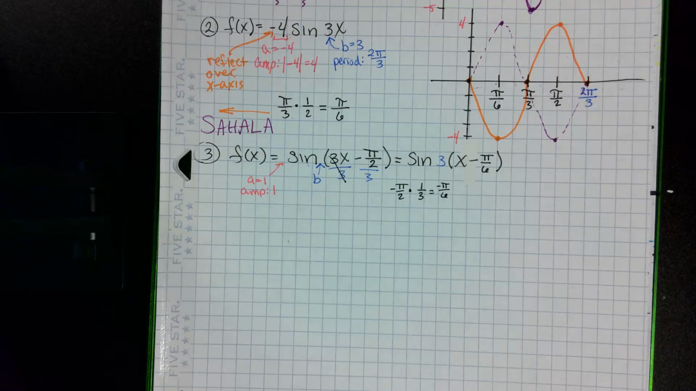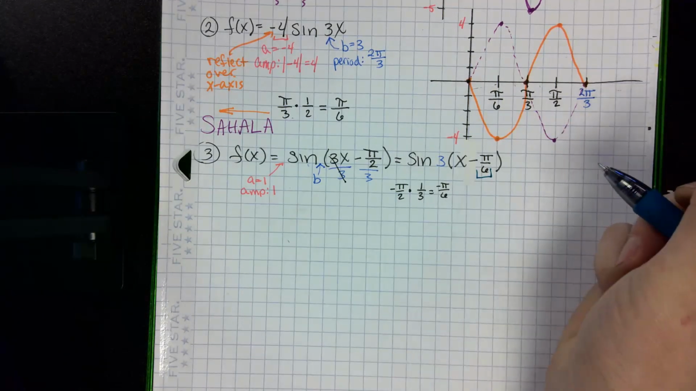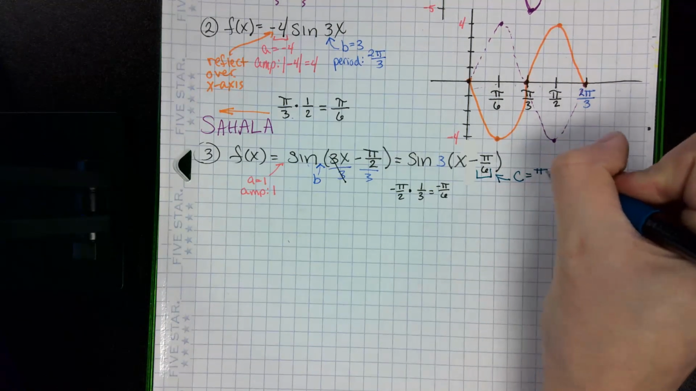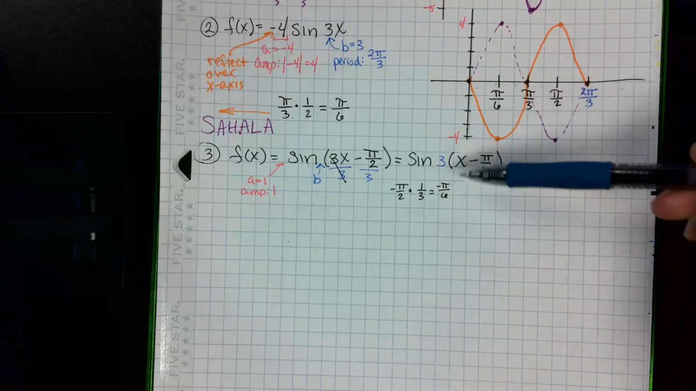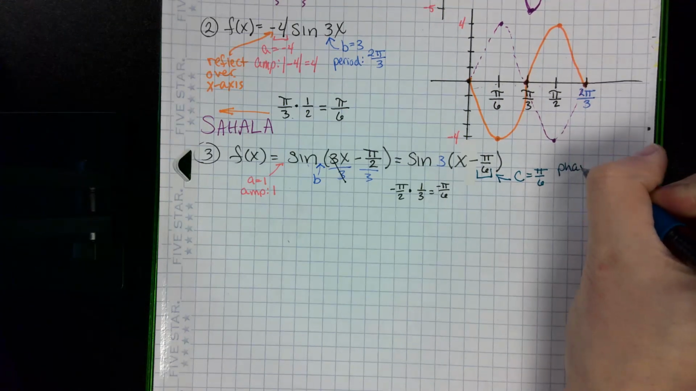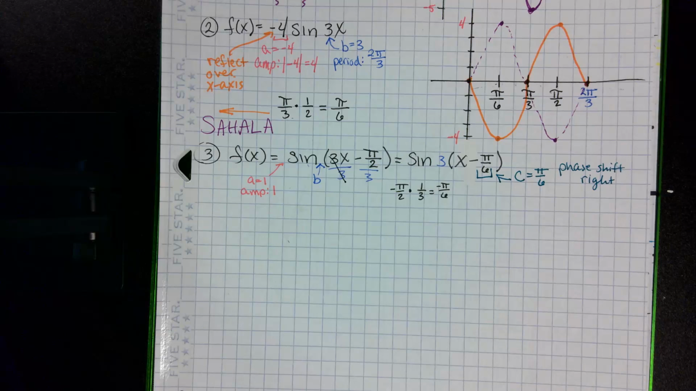So now we have another transformation right here. We have a c value. C equals pi over 6. So this is x minus pi over 6. X minus means we're going to shift to the right. So this is a phase shift right, pi over 6 units. All right, so we get all that figured out.